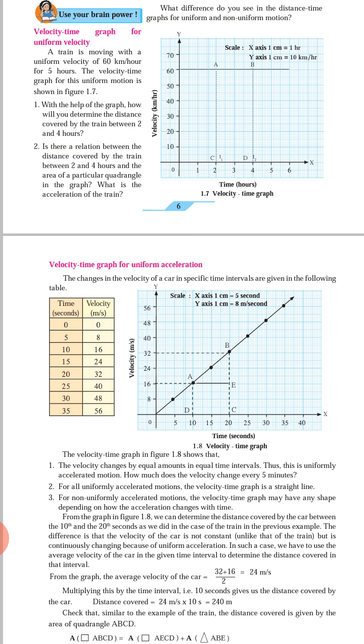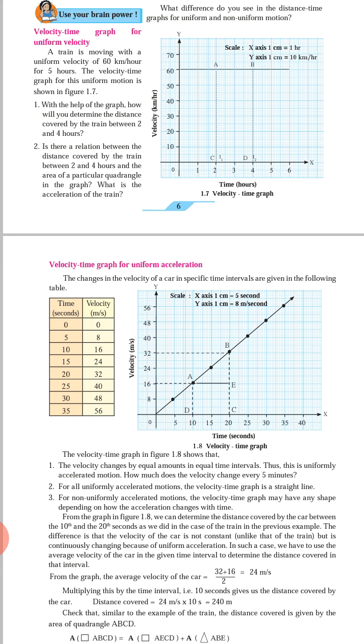Next, last graph is velocity time graph for uniform acceleration. Here again velocity and time are directly proportional to each other. In the case where we get straight line passing through origin, in that case the two terms are always directly proportional to each other.